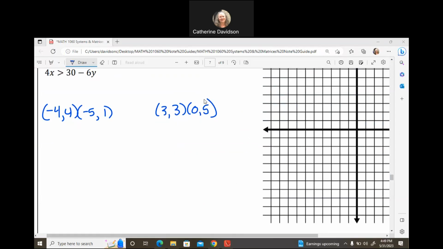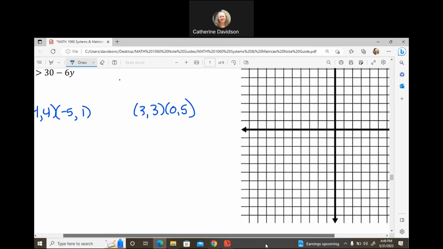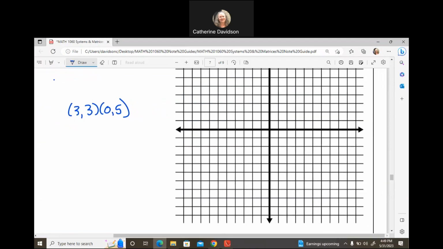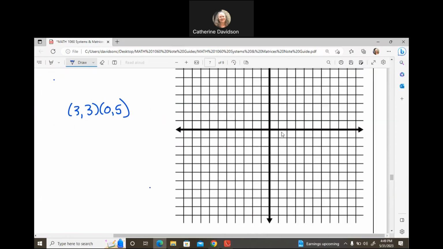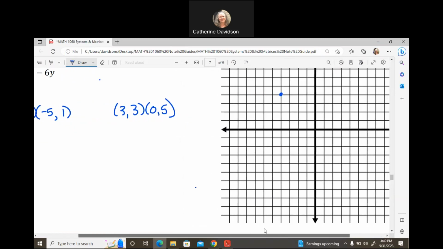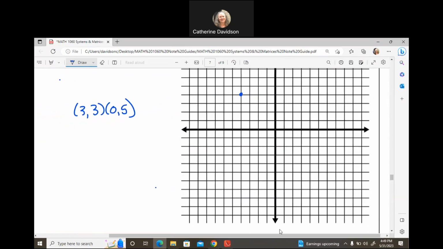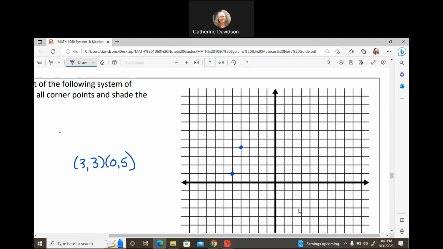All right, I accidentally closed it out, so I just put back the points that we had. -4, 4. Okay. And I believe it was -5, 1. And we said that line was solid. Let me scoot up just a little bit.